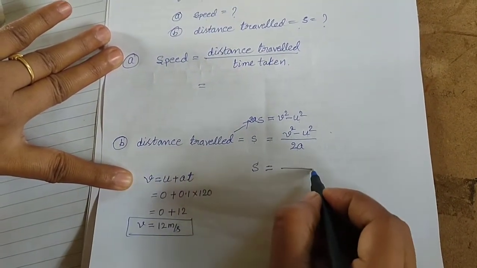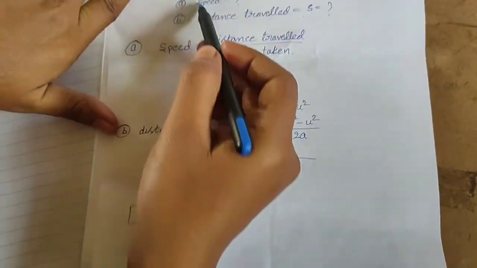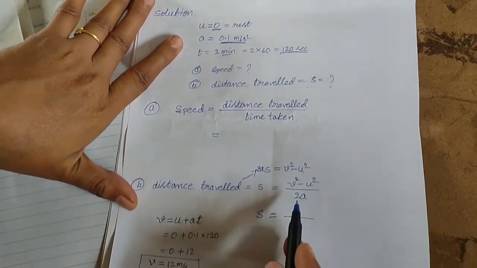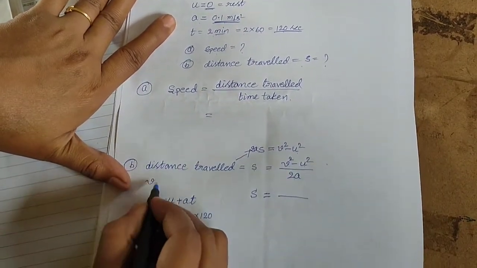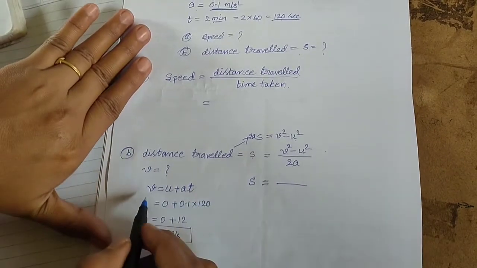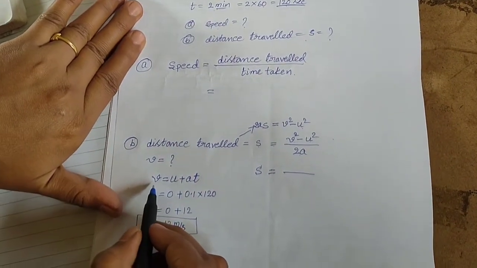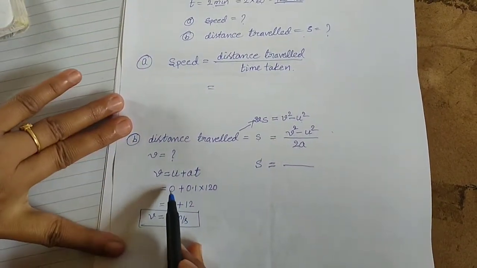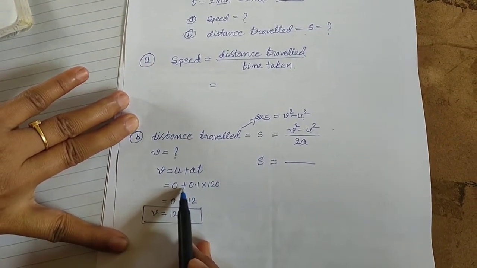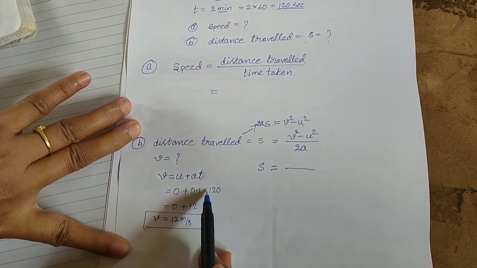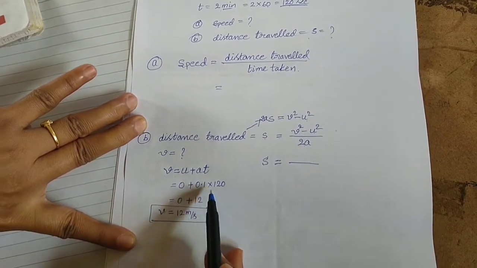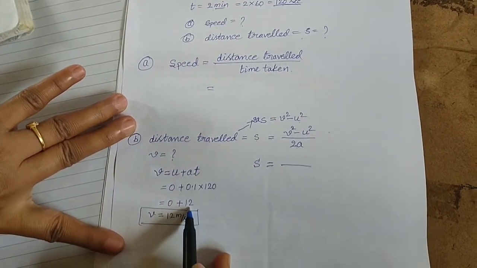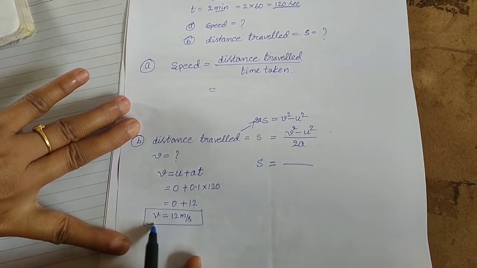So what is v? Here v is not given. That's why first I want to find the value of v. You know the first equation, v = u + at. So v = 0 + at, where a is given 0.1 and time is given 120 seconds. Multiply 0.1 into 120, that is 12. 12 plus 0 is 12 meter per second.